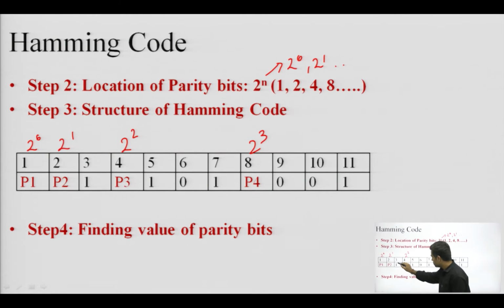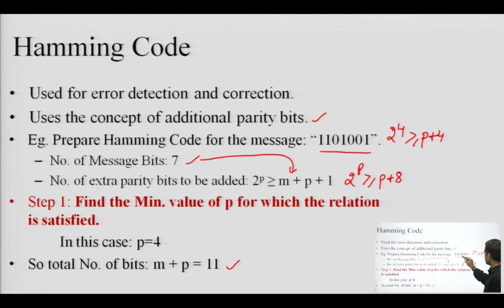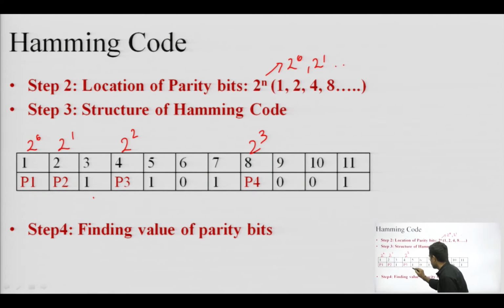So, these bits at positions 3, 5, 6, 7 are fed from the previous data 1, 1, 0, 1, 0, 0, 1. You can see that 1, 1, 0, 1, 0, 0, 1 is the message which was provided to me, and I have introduced 4 extra bits which are the parity bits. Now, the last step is to obtain the value of these parity bits.